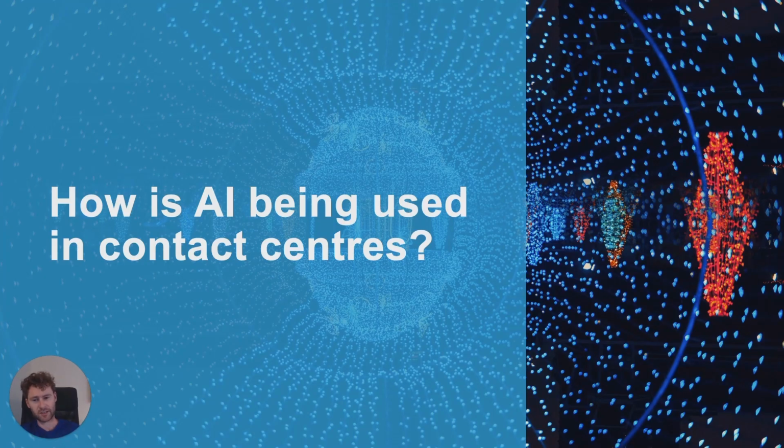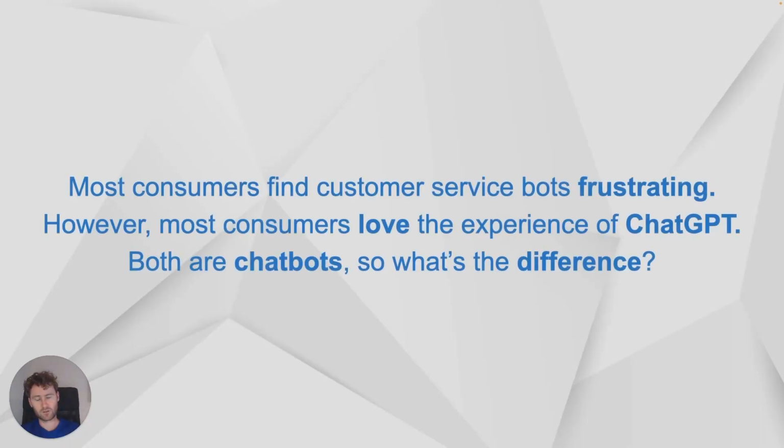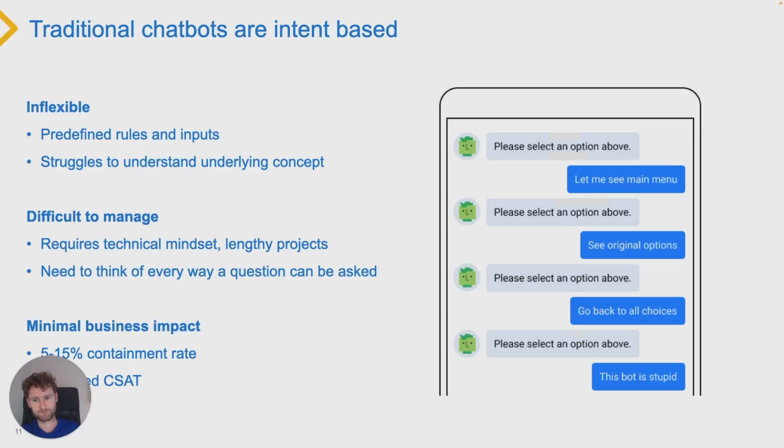So how is AI actually being used in contact centers? We often see there's a real, almost a branding problem with contact center chatbots. If you speak to most people on the street or speak to your friends, you often end up concluding that these chatbots on websites are really annoying and you just want to speak to someone. Yet everyone who's used ChatGPT or Gemini or Grok or whatever, it's obviously an incredible user experience. Both of these are chatbots. So what is the disconnect here?